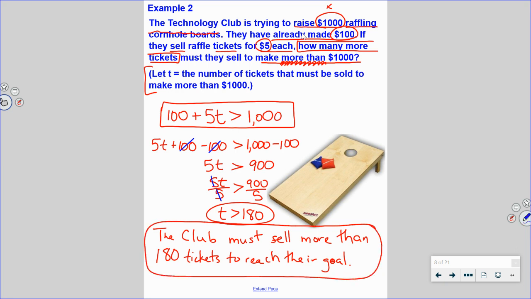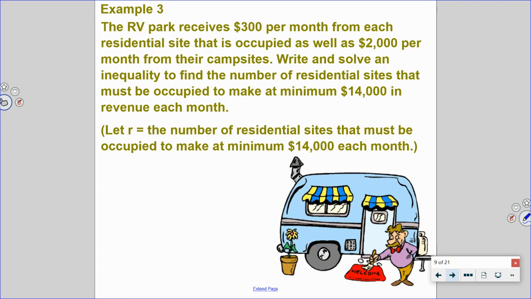The key mathematical phrase I chose was more than, but as you can see from your previous notes, there are a number of different ways to write that. So if they sell 181 tickets, they're good. If they sell 300 tickets, they're good. If they sell 5 tickets, not so good. And even if they sell exactly 180, that's not going to help them get more than $1,000. Onward we go. If you wish, pause, and come on back when you're ready.